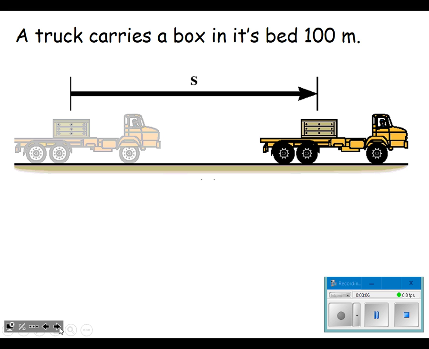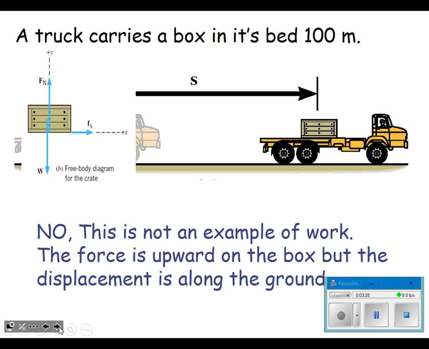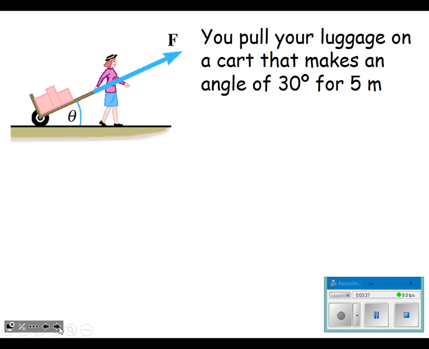A truck carries a box in its bed 100 meters. So the force actually would be down for weight and up for normal force, and the box is moving side to side. So yes, there's an applied force, 2, there is a displacement, but 3, those are on different planes. So that would make it no, because the force is upwards on the box, but the displacement is along the ground or horizontal. So since they're not on the same plane, that would be no.